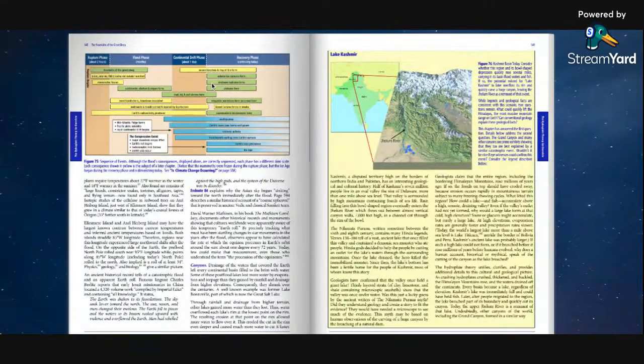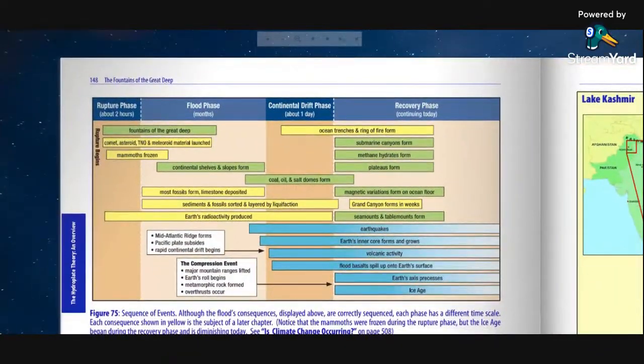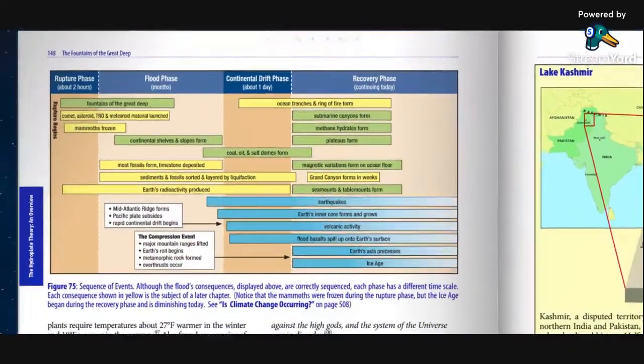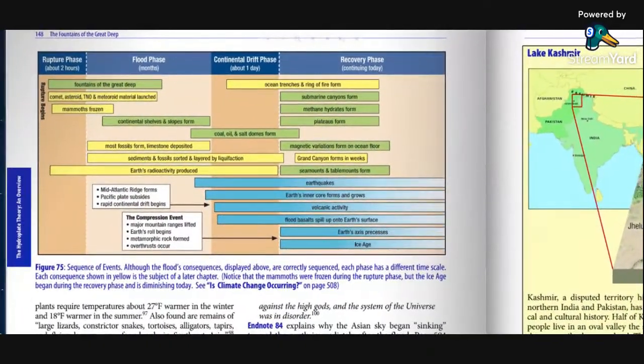The hydroplate theory by Dr. Walt Brown. We will be looking at the four phases of the hydroplate theory, and you can see this on page 148 of In the Beginning. And first we have, on the bottom, it says sequences of events.